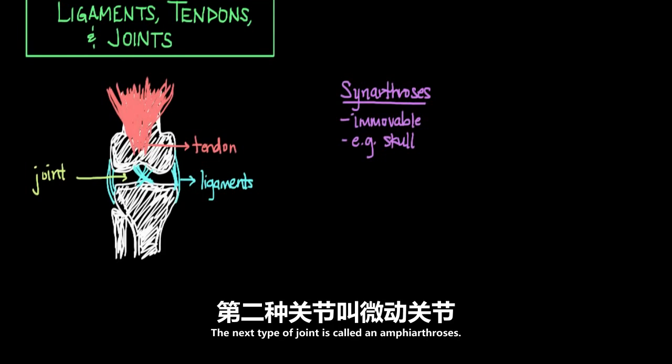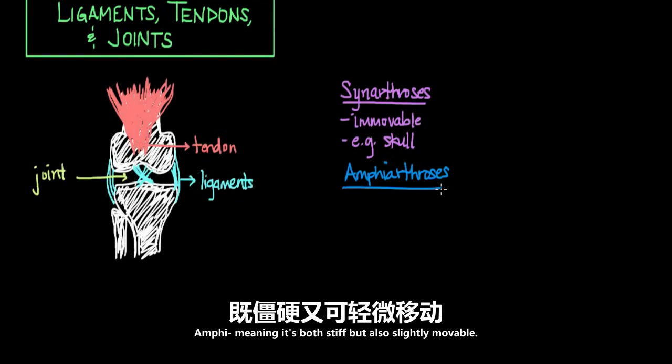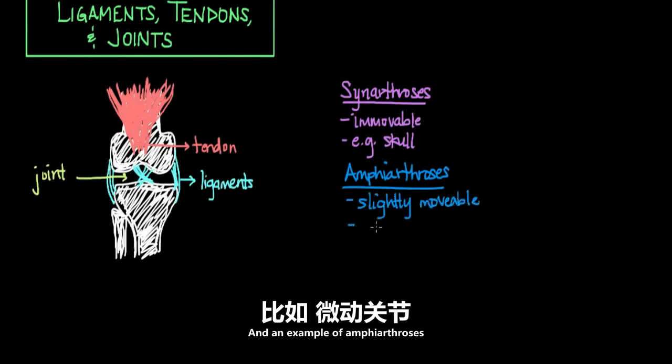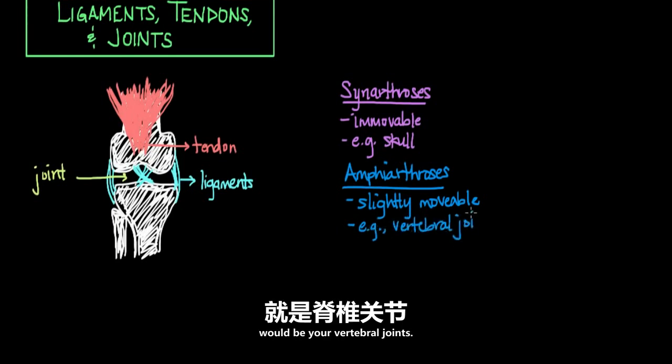The next type of joint is called an amphiarthrosis. Amphi meaning it's both stiff but also slightly movable. And an example of amphiarthrosis would be your vertebral joints.